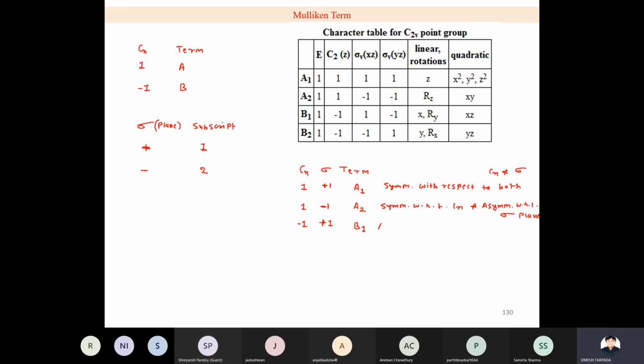That is, we can say asymmetric with respect to the Cn axis and symmetric with respect to the sigma plane. Now both are -1. What happens? B2. It is a B2. So asymmetric with respect to both.